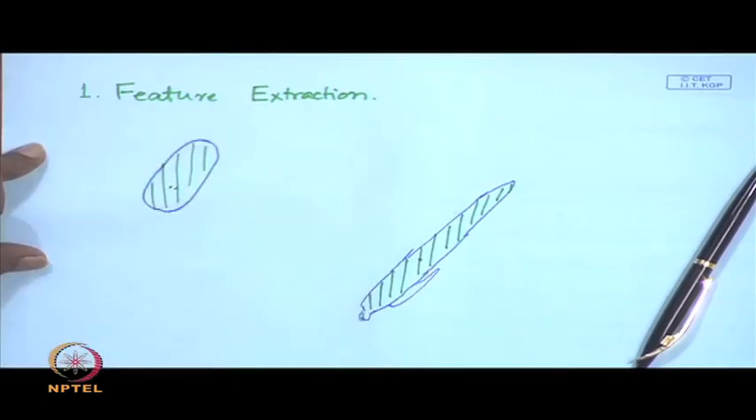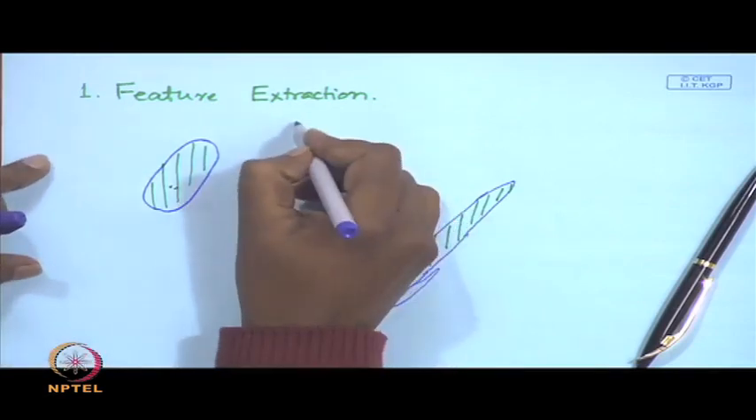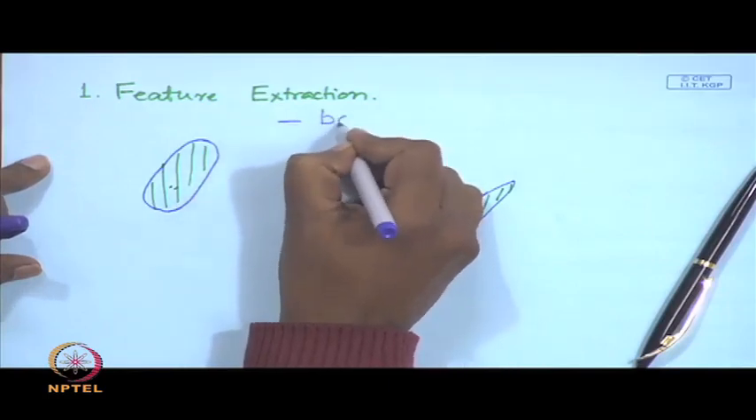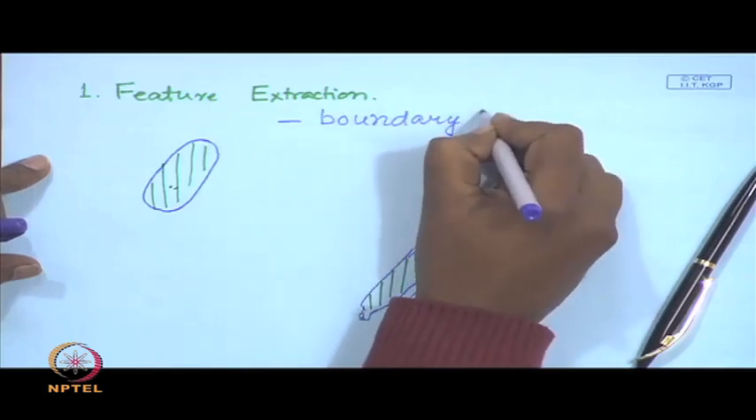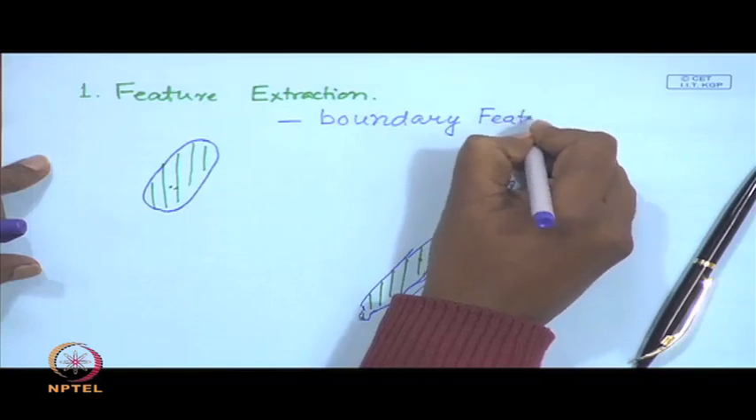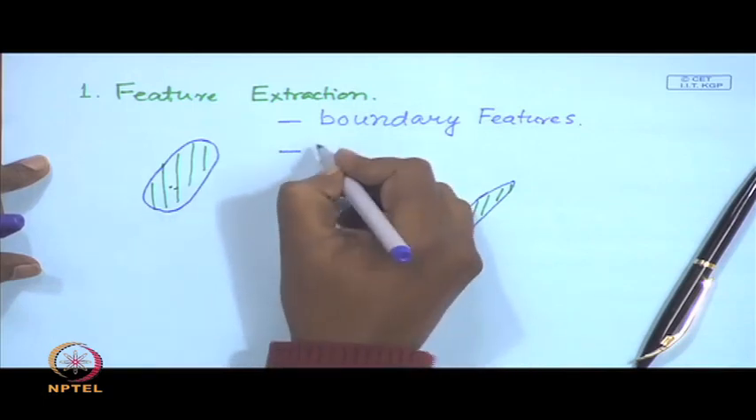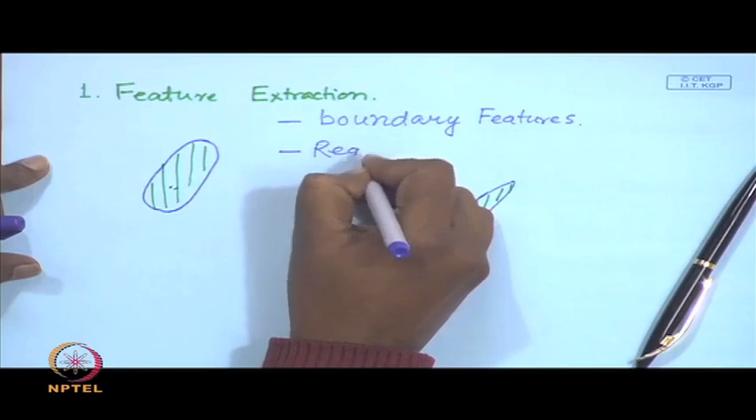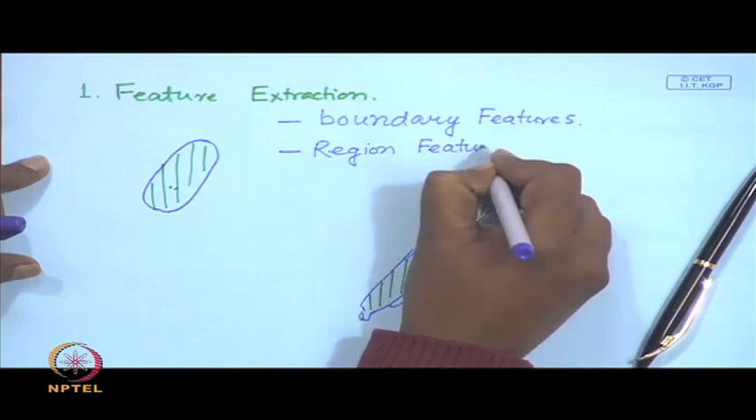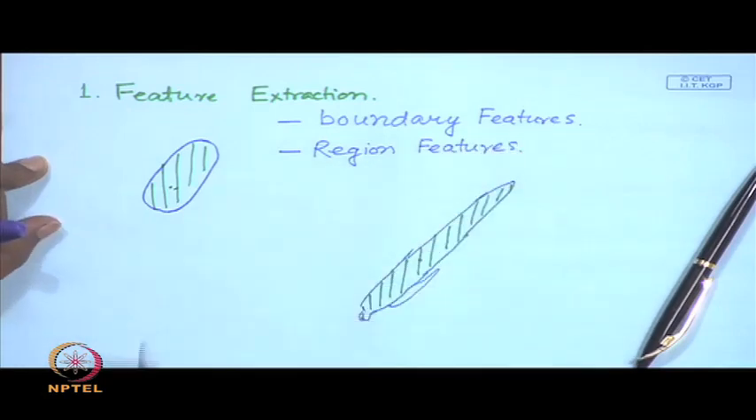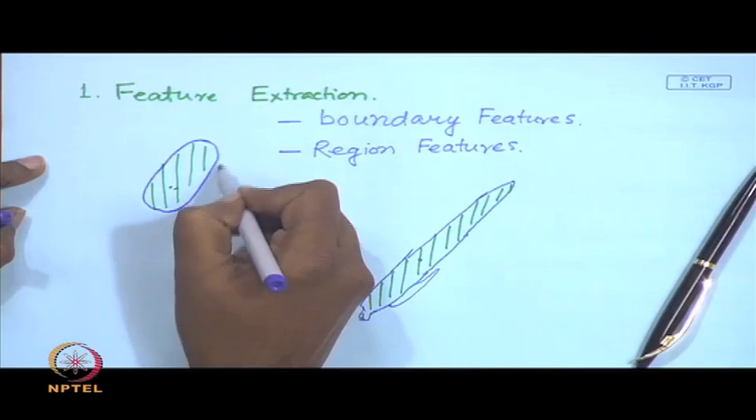So, accordingly, when I talk about features, the features are usually of two types. One type of feature is known as boundary features, and the other one is known as region features. So, a boundary feature is the feature or the set of features which can be derived, which can be extracted from the boundary of the object.